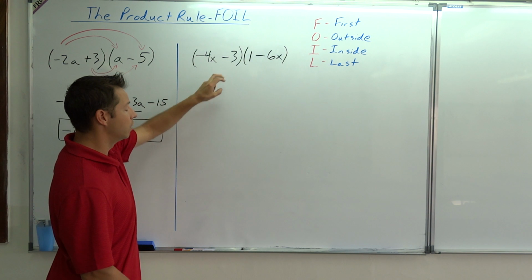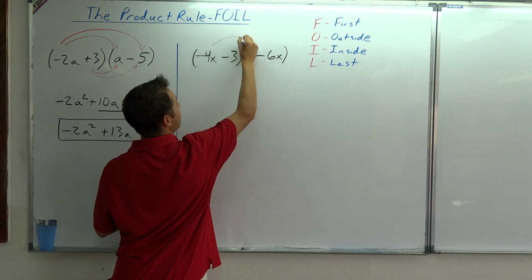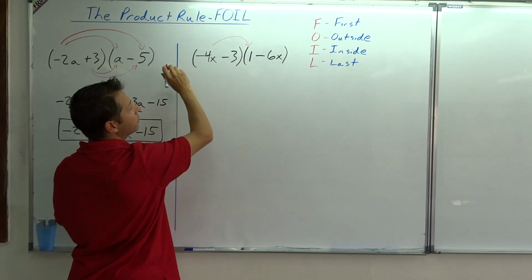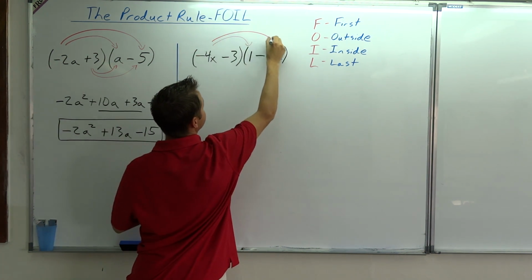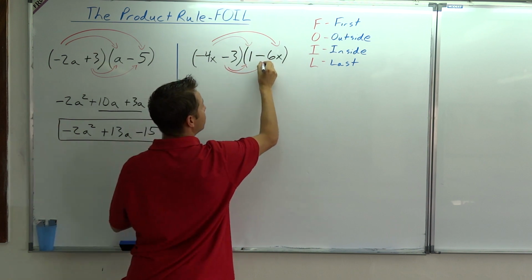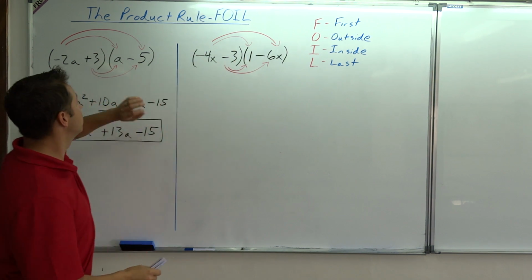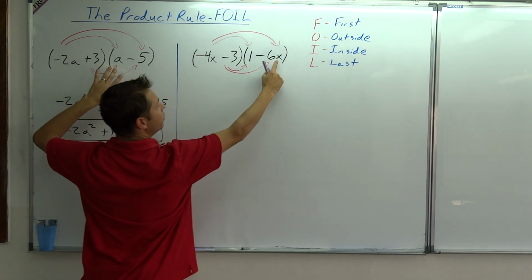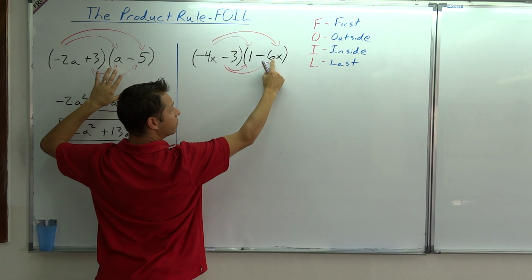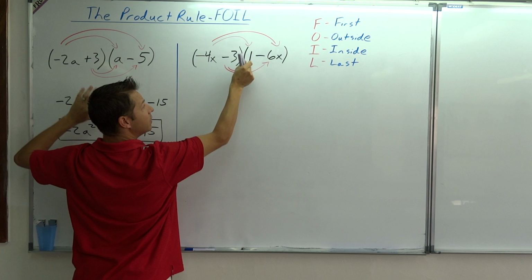Let's take a look at this one. I'm going to be using FOIL again in this one. So I'm going to be multiplying my first terms, my outside terms, then my inside terms, and my last terms. The reason this one is slightly different to the last one is that I've moved the term where the variable is to the outside spot instead of to the inside spot.